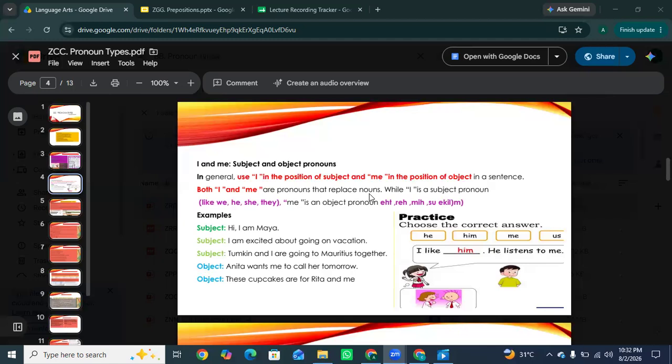The next one is: Anita wants me to call her tomorrow. These cupcakes are for Rita and me. Anita is doing the action, like calling request. Me receives the action. And in these cupcakes are for Rita and me, me comes after the preposition for. So it's an object pronoun.